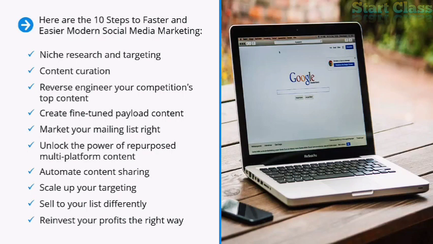Niche research and targeting. Content curation. Reverse engineer your competition's top content. Create fine-tuned payload content. Market your mailing list right. Unlock the power of repurposed multi-platform content. Automate content sharing. Scale up your targeting. Sell to your list differently. Reinvest your profits the right way. Those are the 10 steps.